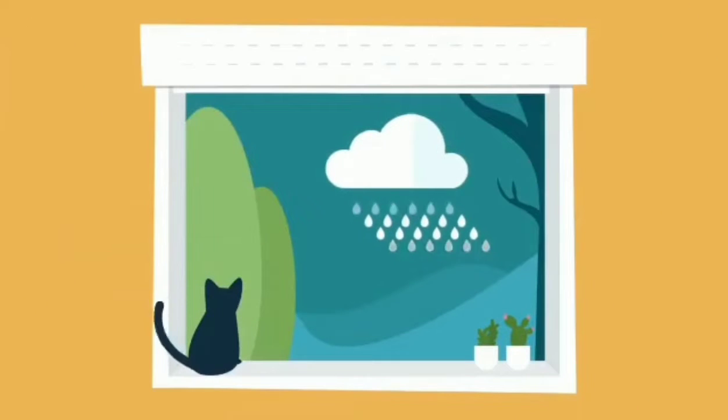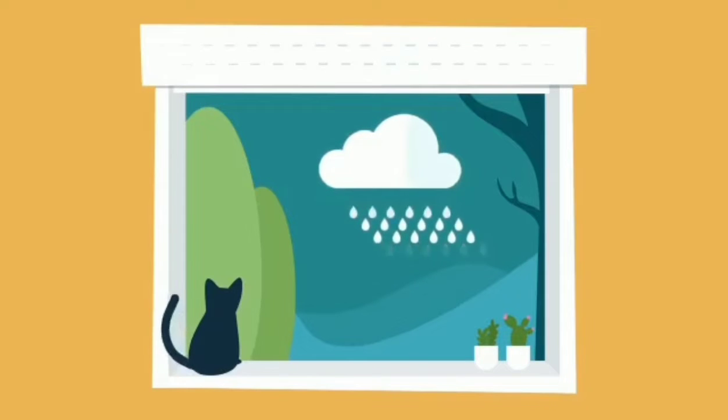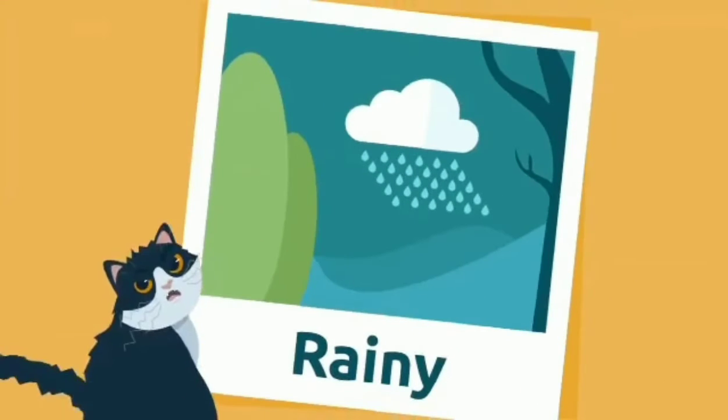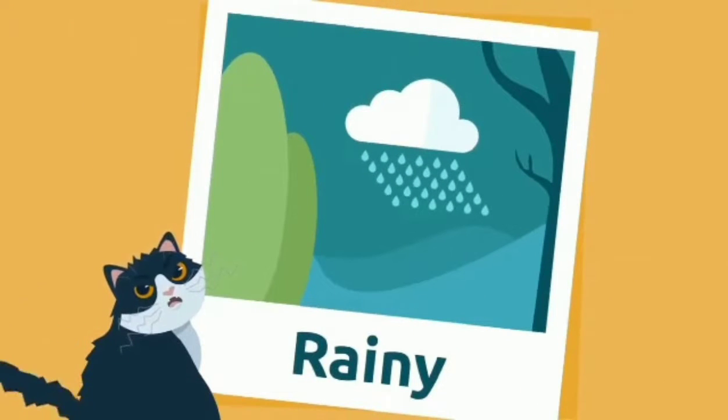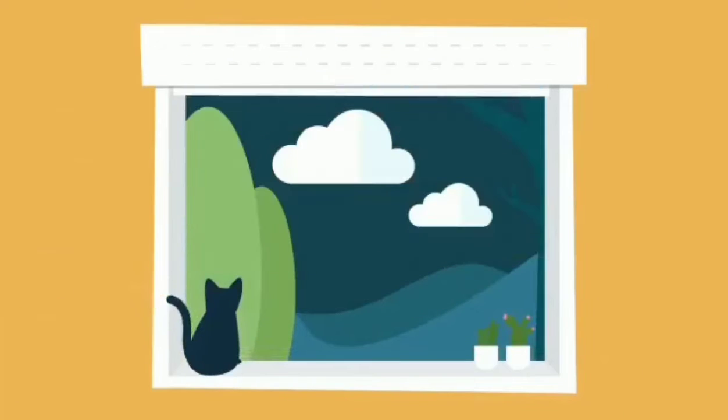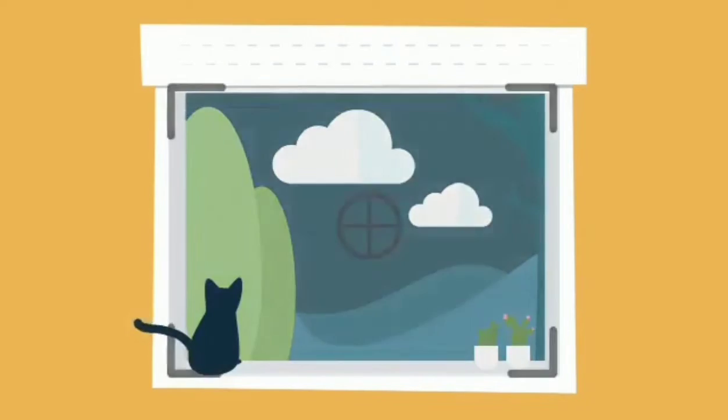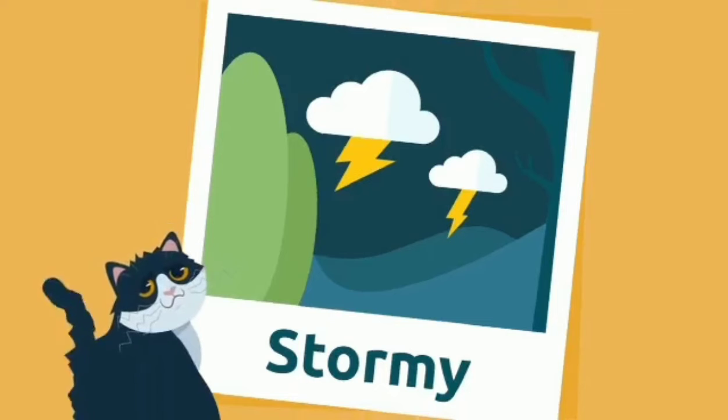What do you see through the window? The rain. When there are no clouds, droplets fall down and we say it's rainy. Rainy. Can you see that through the window? It's thunder and lightning. When we see thunder and see lightning coming out of the cloud, we say there's a storm. Stormy.